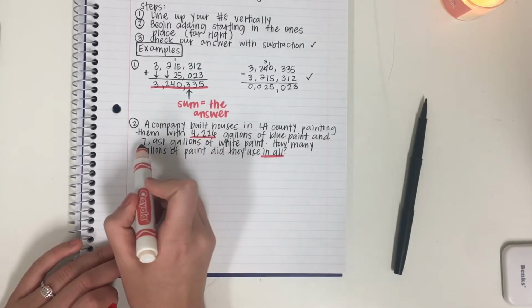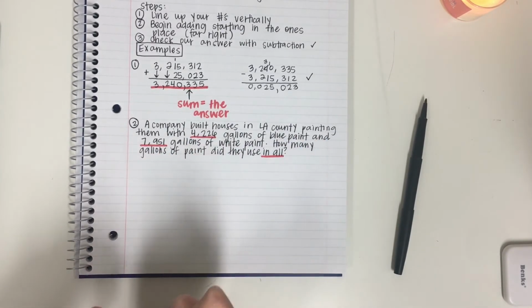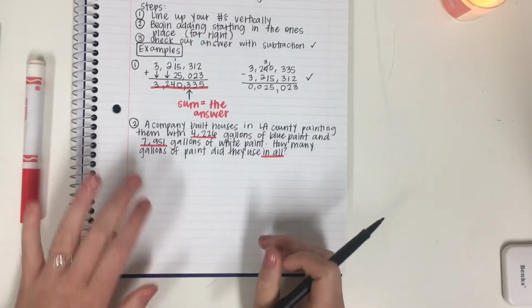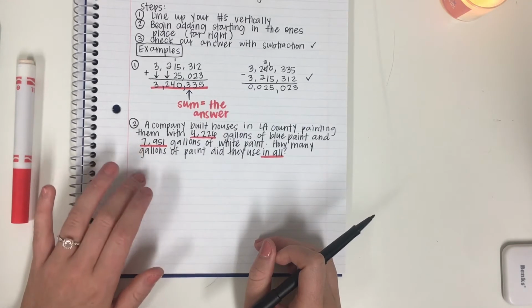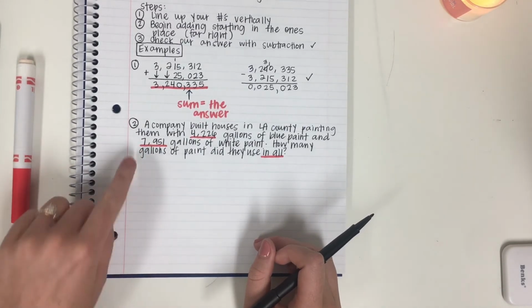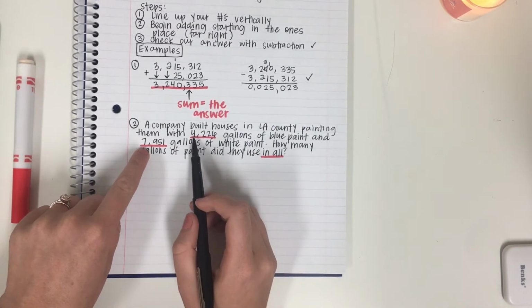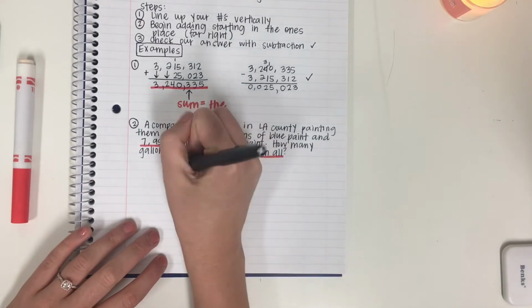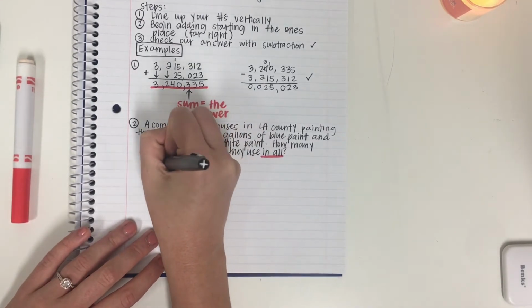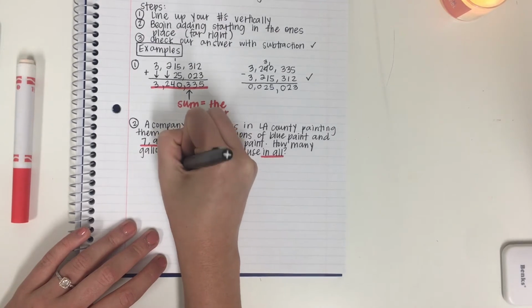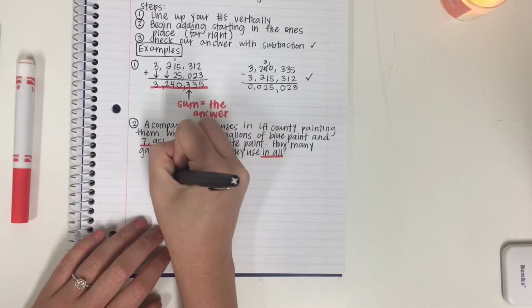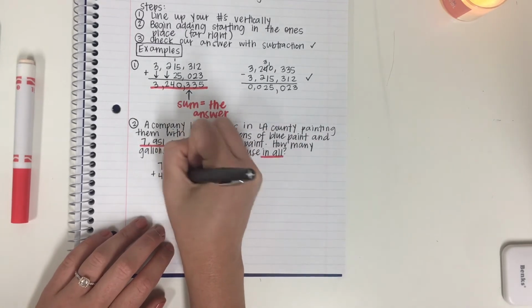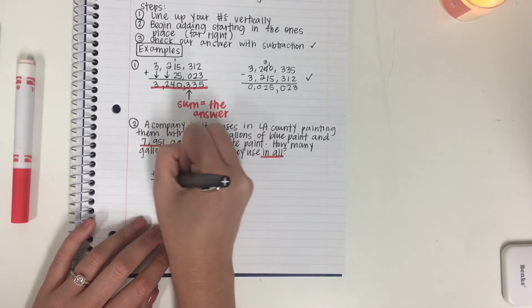So we have 4,226 of blue paint, 7,951 gallons of white paint. So I'm going to take the larger multi-digit number and put it on top just to make it easier. I know that's the largest because they have the same place value and 7 is greater than 4. So I'm going to stack them vertically. So 7,951 plus 4,226. They have the same place value, so I can line it up right under each other, and I'm going to add.